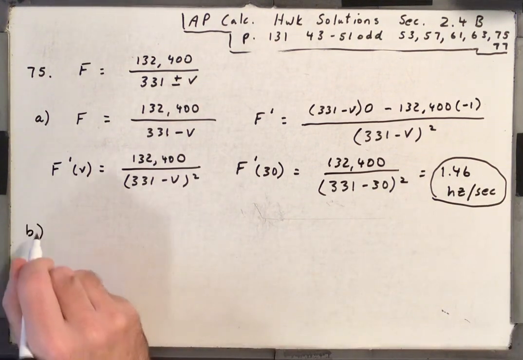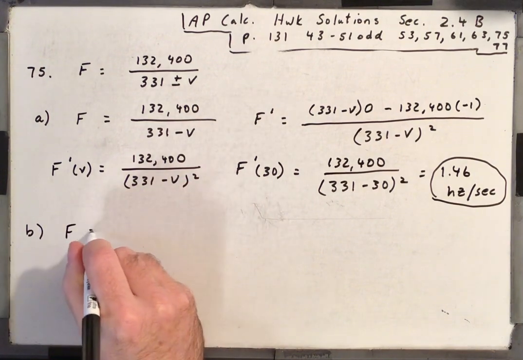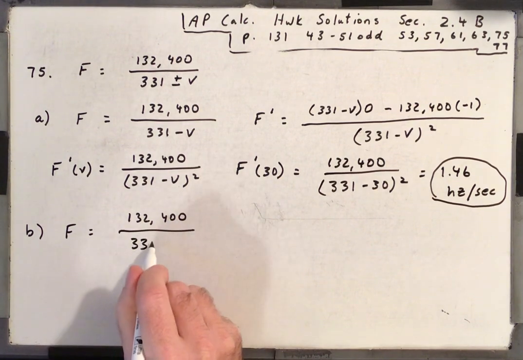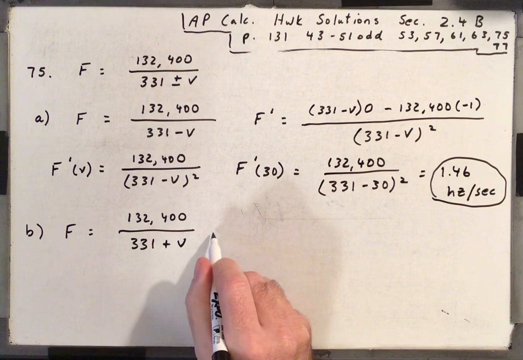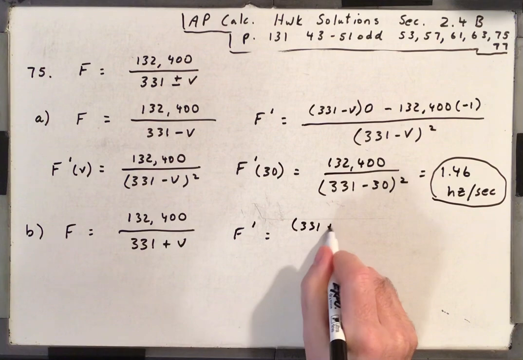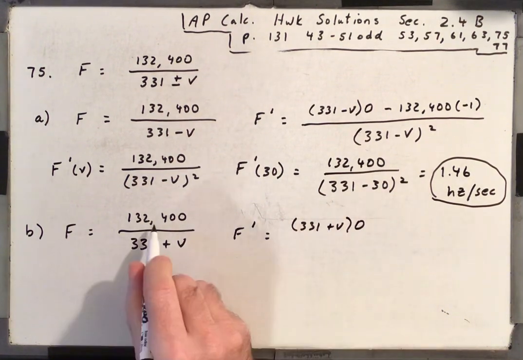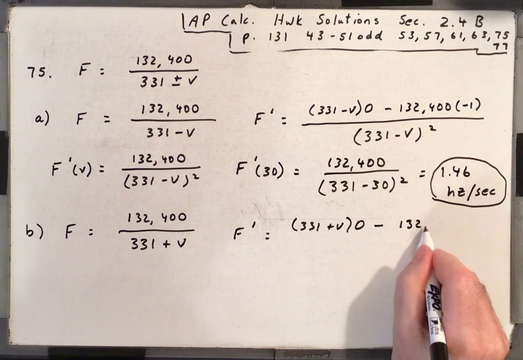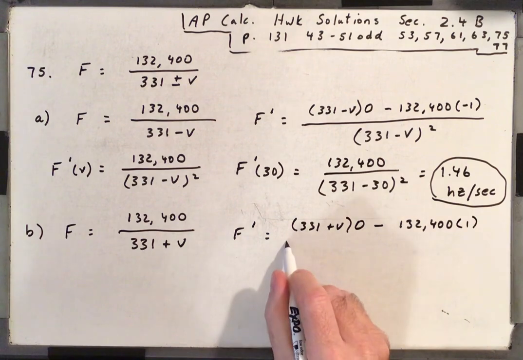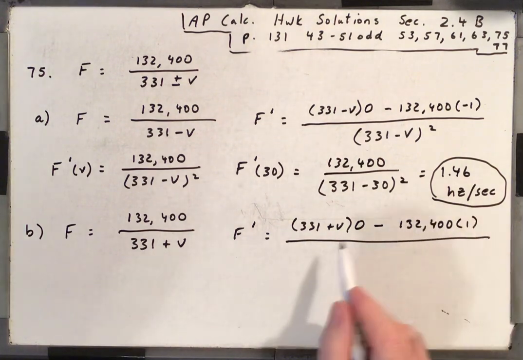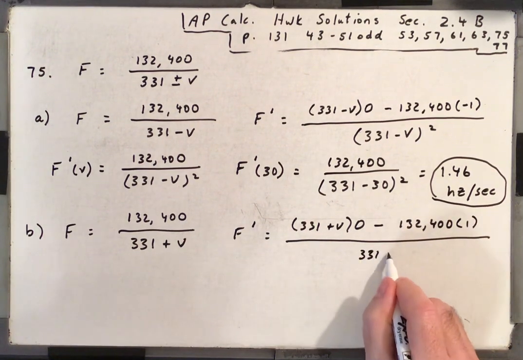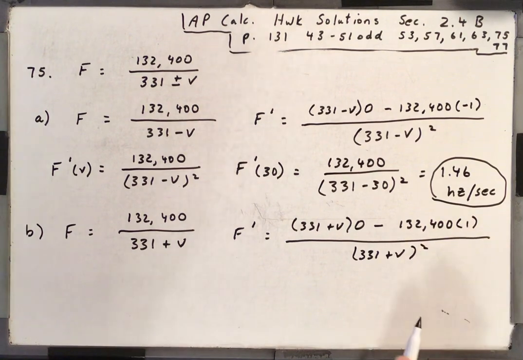And then B, almost the same, except this time f is 132,400 over 331 plus v. So f prime is going to be 331 plus v, the bottom, times the derivative of the top, which is 0, minus the top, times the derivative of the bottom, which is just 1. So our answer is just going to be negative because the fire truck's going away, and with the Doppler effect, the pitch would get lower, over 331 plus v all squared.